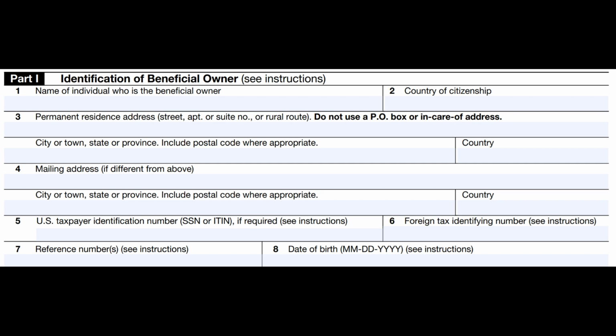Now, line 3, permanent residence address. The instructions say this is generally the country where you are currently a tax resident. Now remember, most G4s are not a tax resident in the foreign country and not a tax resident in the U.S. So the instructions go on to say, if you do not have a tax residency in any country, your permanent residence, and what you fill in here, line 3, is where you normally reside.